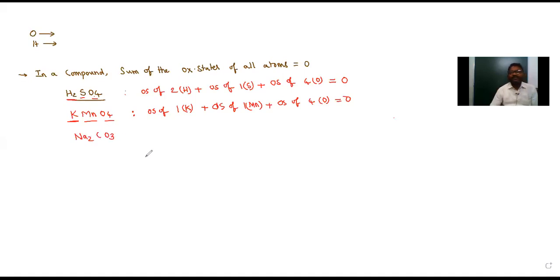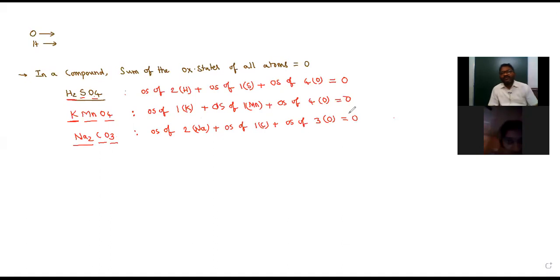Na2CO3 sodium carbonate. In this compound, there are 2 sodium atoms. Oxidation state of 2 sodium atoms plus oxidation state of 1 carbon atom plus oxidation state of 3 oxygen atoms is equal to 0.